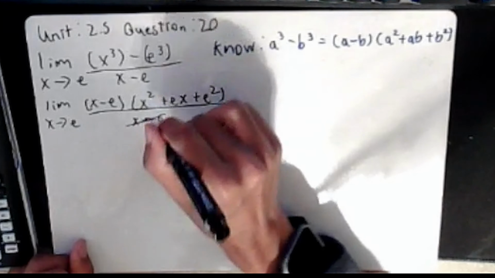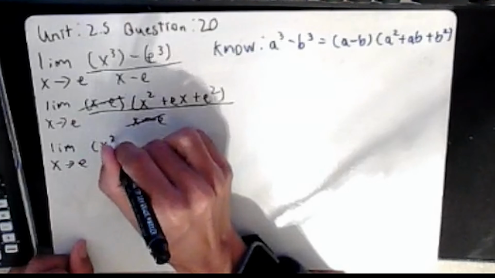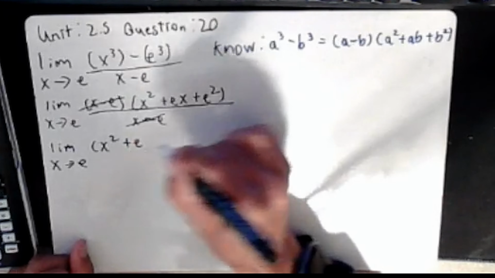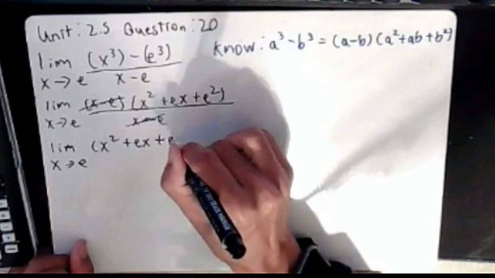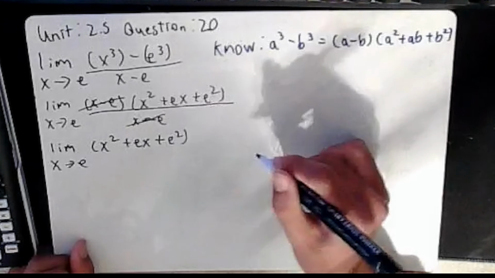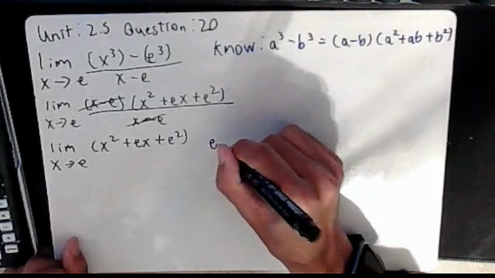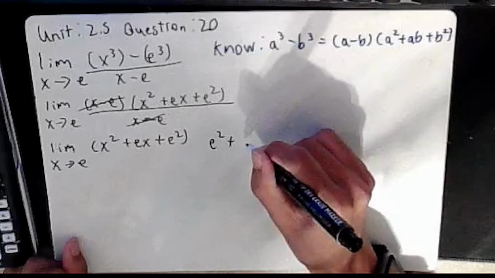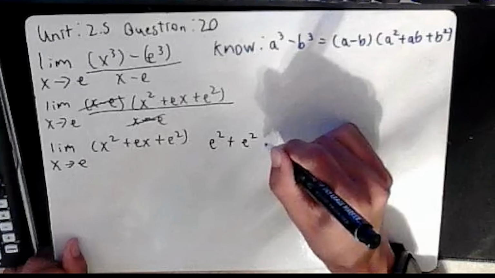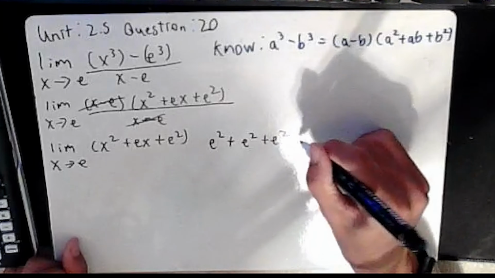And that will cancel out with that, so we're left with the limit as x approaches e of x squared plus ex plus e squared. And now we can just directly substitute e into x. So we get e squared plus e times e, which is e squared, plus e squared, which will give us the answer of 3e squared. So that's our more straightforward way of doing the limit.